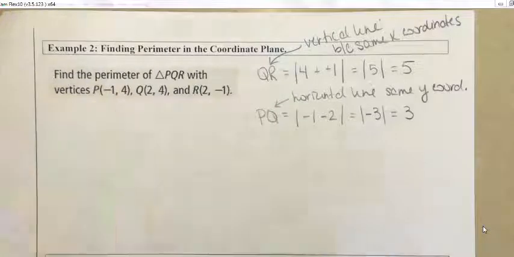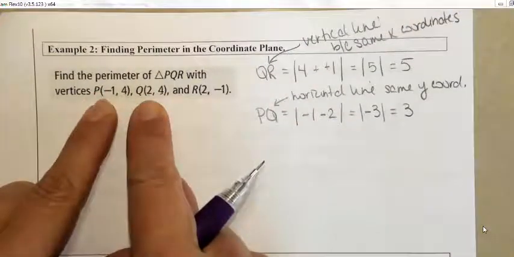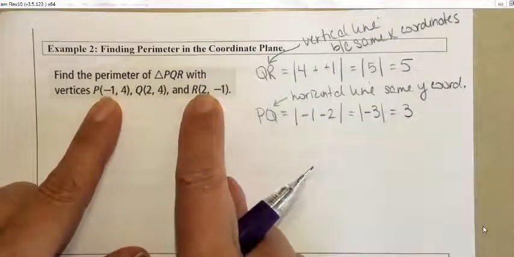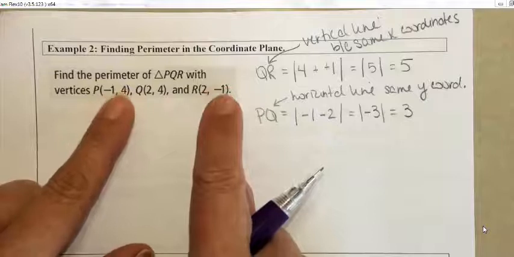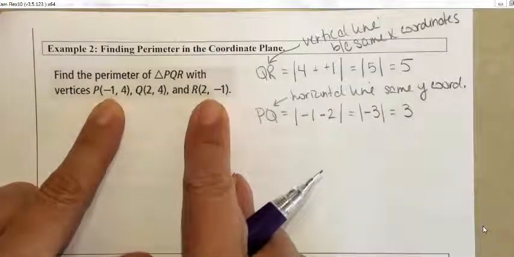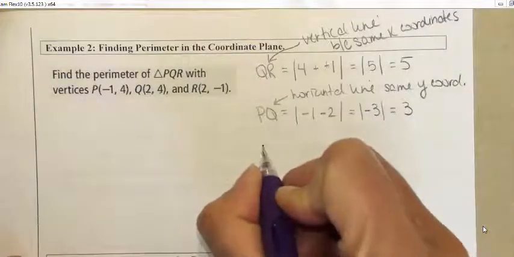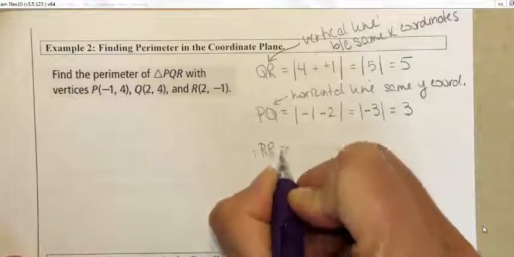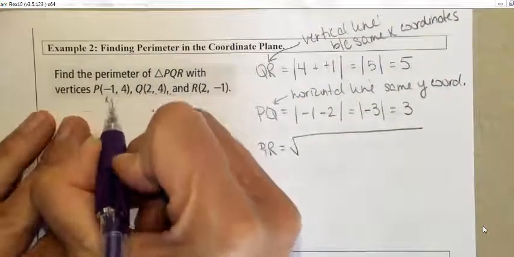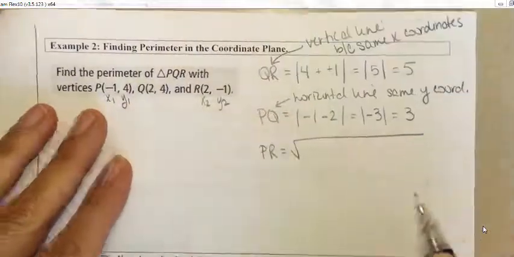Okay, and then the last one. So let's see, I've got QR, I've got PQ, so I think I'm missing PR. Now those don't have anything that's the same. No x coordinates that are the same, no y coordinates that are the same. So the way I'm going to find the length of that is to basically use the distance formula. Okay, so let's see. So PR is equal to, and that's where you basically say, okay, I got one of these as my first point, one of them is my second point, and I'm going to use the distance formula.